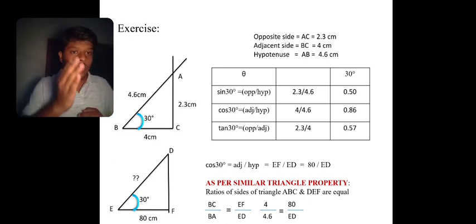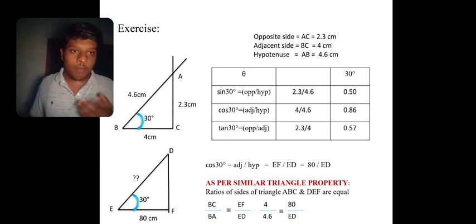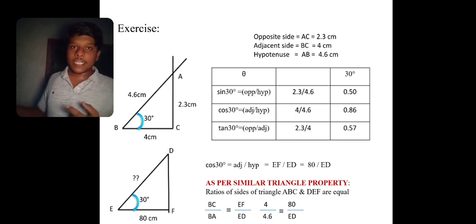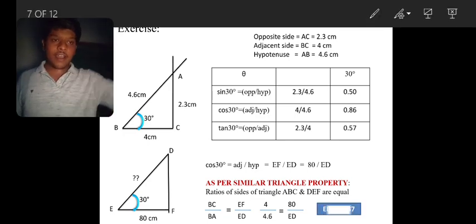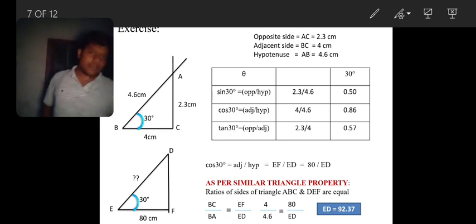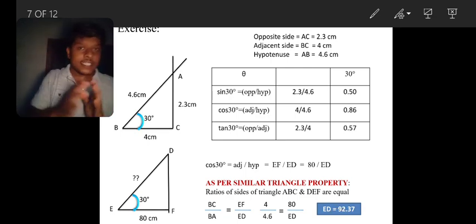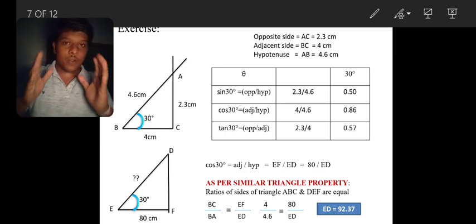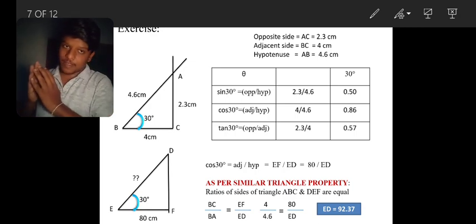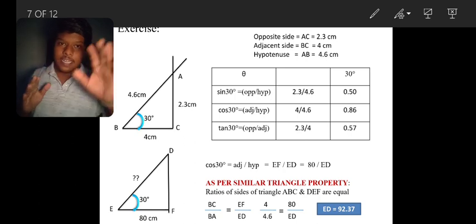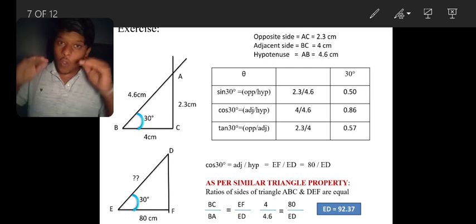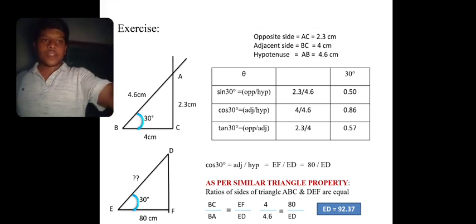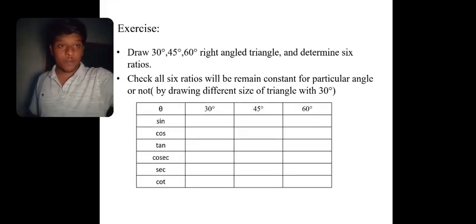That should be equal to EF. EF means 80 cm. We know the value, but I want to calculate ED. You can easily calculate by cross multiplication. Fine, you will get the answer ED 92 point something 37. This is the great importance of the similar triangle theorem, very important. Trigonometry is nothing but the names I have given; giving those names is the new concept of trigonometry. Fine.